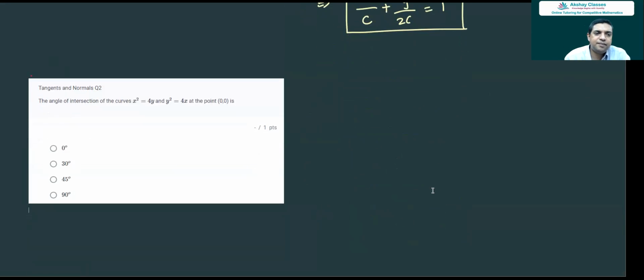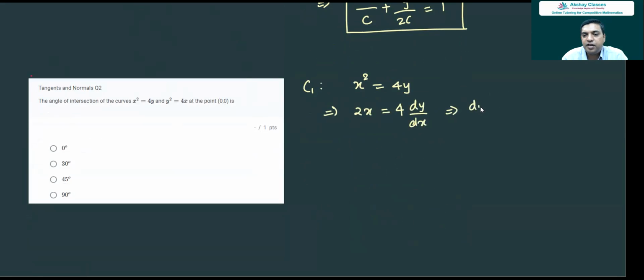Now, the angle of intersection between the curves. Now, there are two curves. The first curve is x square equal to 4y. So when we differentiate this, 2x is equal to 4 dy by dx. So dy by dx is x upon 2. Now dy by dx at 0, 0, this is the point of intersection, is 0. So this is m1.